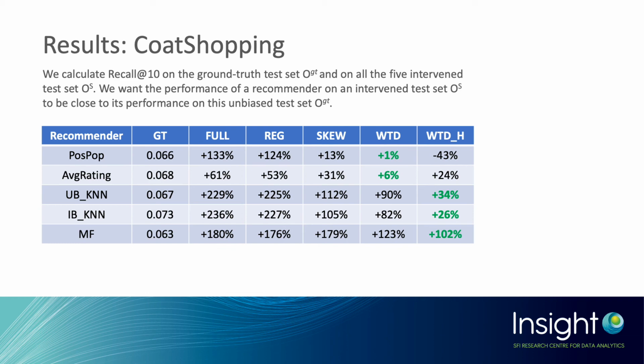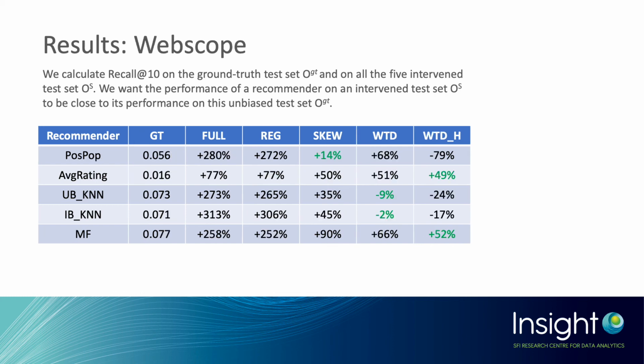Although both of them outperform all the other strategies, WTDH would probably be the best choice due to its balance. Indeed, its percentage differences are not more than around 50% from the ground truth for all the recommenders except MF, which anyway has the best approximation on WTDH among all the strategies.